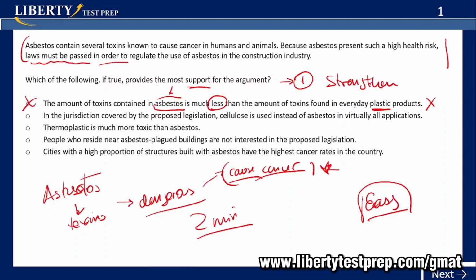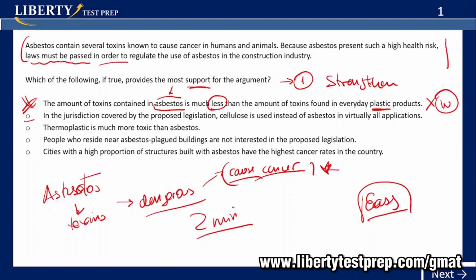What we want is to say that asbestos is bad. Asbestos is dangerous. We don't want to whitewash asbestos. So letter A is not doing a good job. Letter A, in fact, I think it's weakening. Okay, it's weakening. It's the other way around. It's basically saying something good about asbestos. Number 2, or letter B.